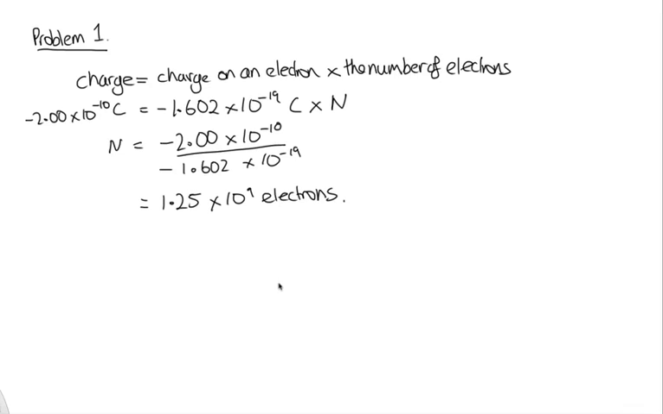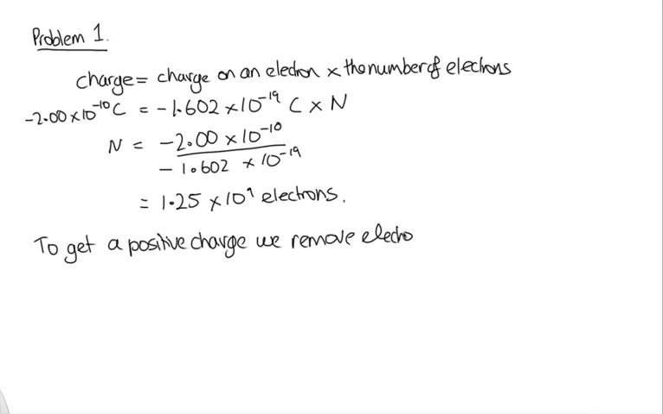Now the question goes on, how could you give the sphere a positive charge? So to give it a negative charge, we add electrons to it. To give it a positive charge, we can't actually add protons to it because it's very hard to get single protons. They tend to have electrons with them. So the easier way to get a positive charge is to remove electrons. So to get a positive charge, we remove electrons from the sphere.